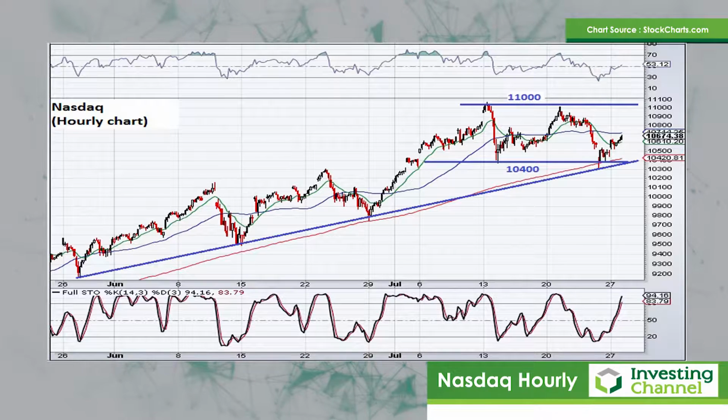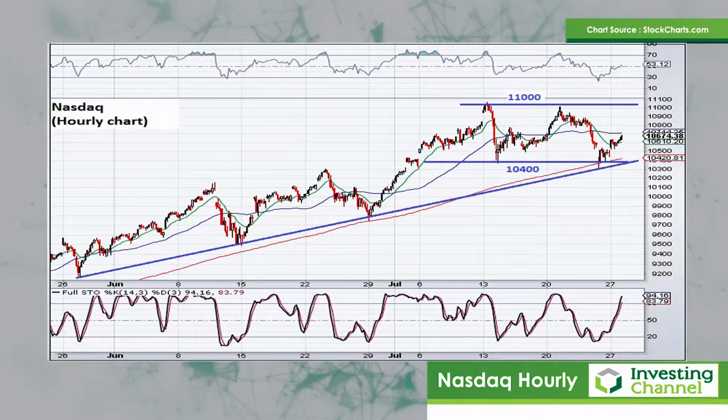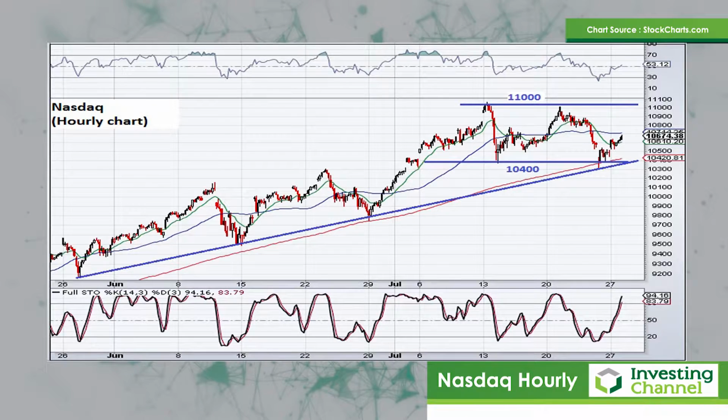So for the time being, I'd still place a high probability on the likelihood that this market moves up and tests 11,000 once again. That's all that I've got for you this week.